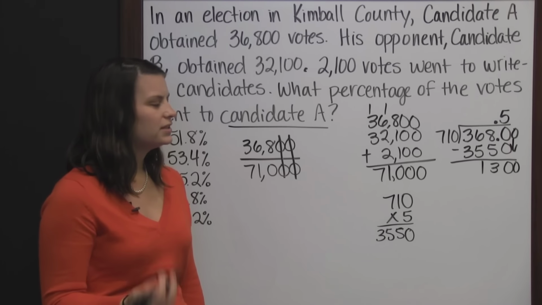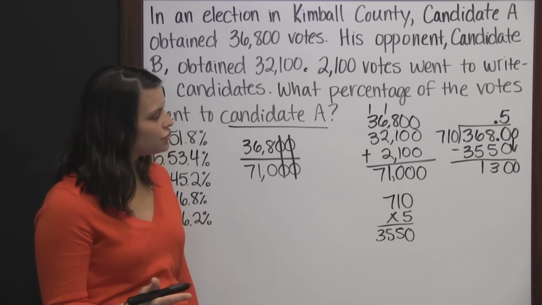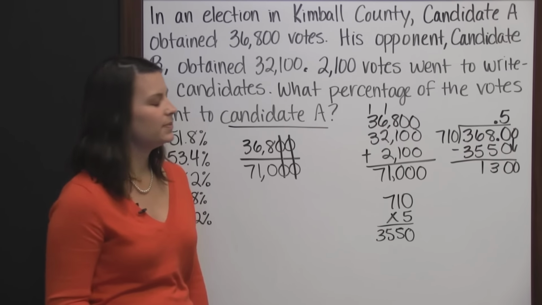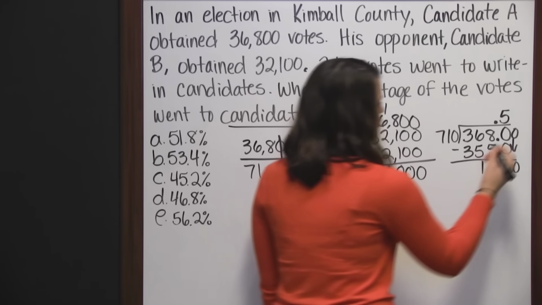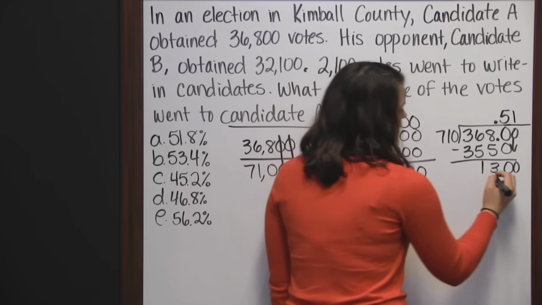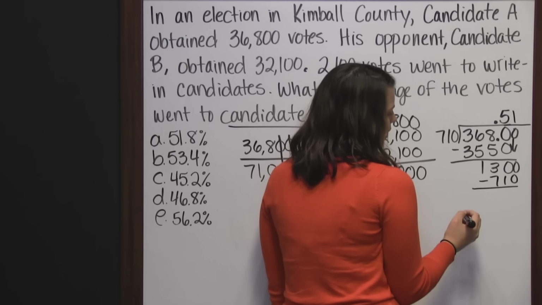1,300. So 710, and it's only going to go into 1,300 one time, because 700 plus 700 would be 1,400, and that's too much. So it's just one time. 710 times 1 is 710. Then we need to subtract.